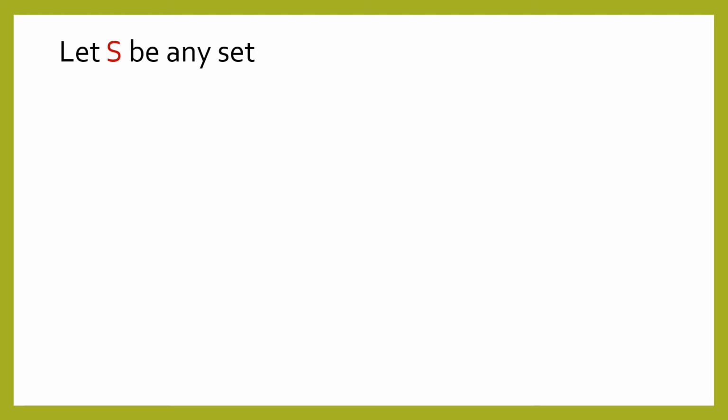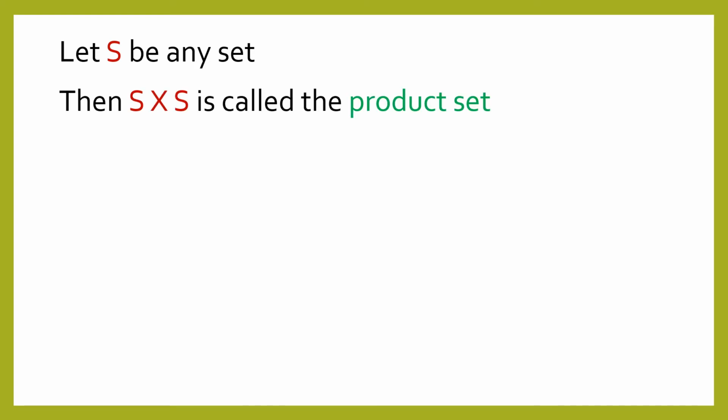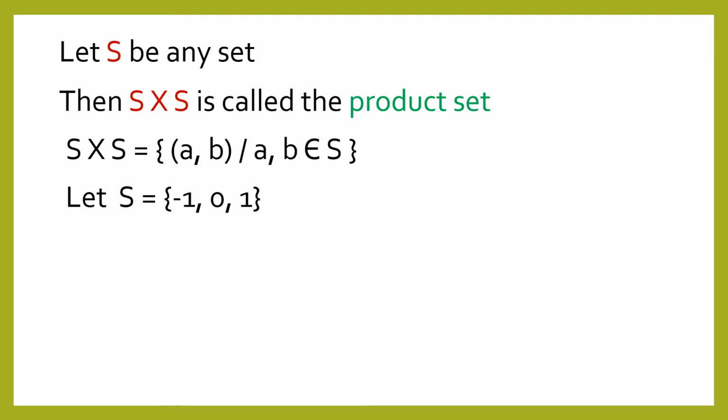Let S be any set, then S cross S is called the product set. S cross S is defined as the set of all ordered pairs A and B such that A and B belong to the set S. Let S be the set of all elements minus 1, 0 and 1. Then the product set S cross S is obtained by minus 1, 0, 1 cross product with minus 1, 0 and 1.